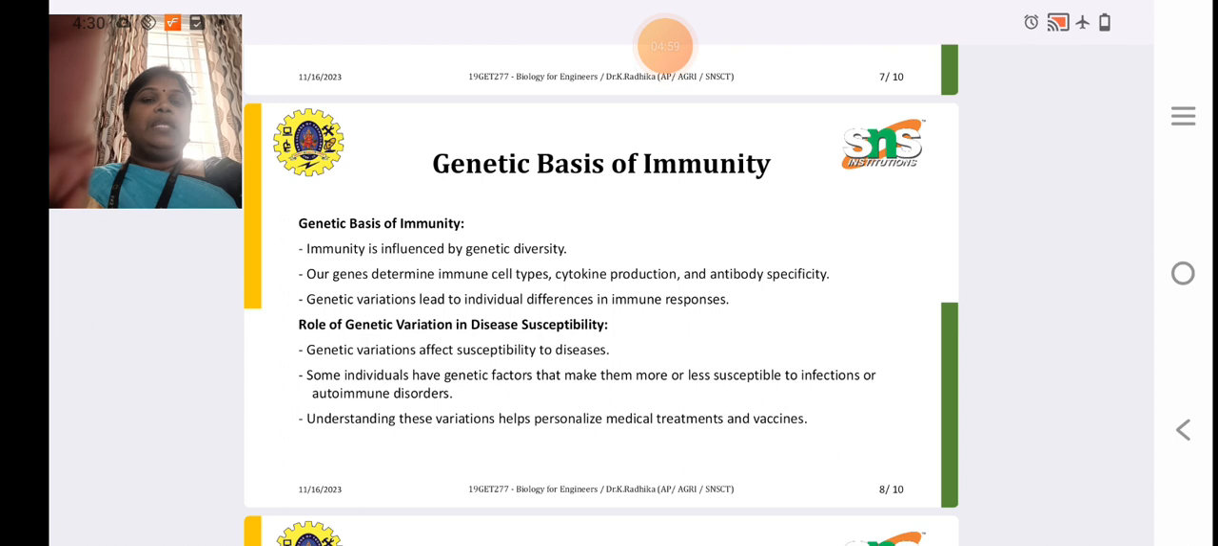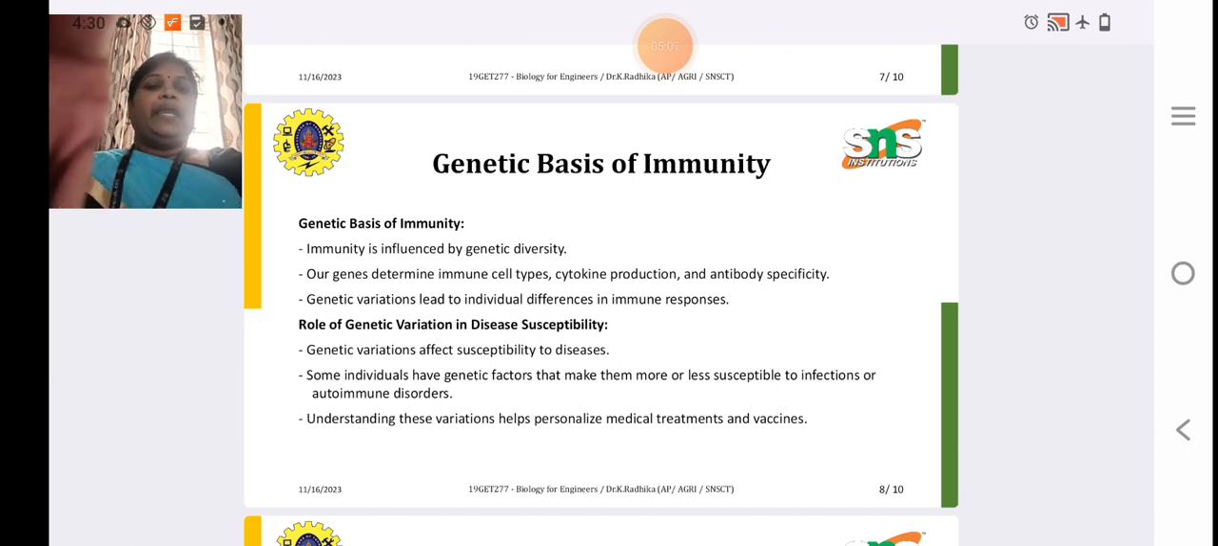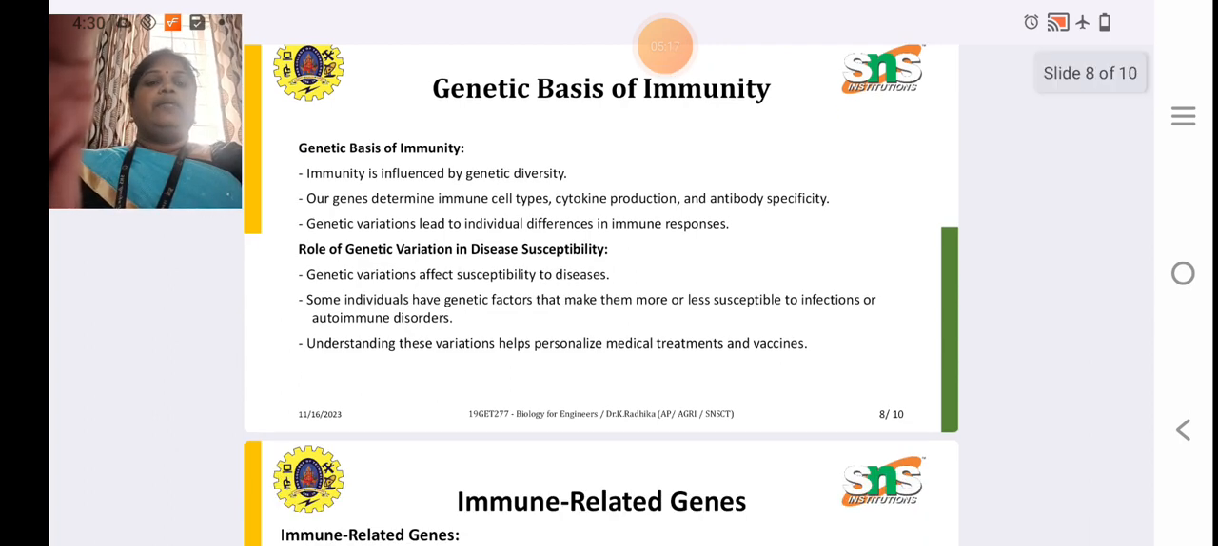Role of genetic variation in disease susceptibility. Genetic variation affects susceptibility to disease. Some individuals have genetic factors that make them more or less susceptible to infection or autoimmune disorders. Understanding the variation helps personalize medical treatment and vaccines.